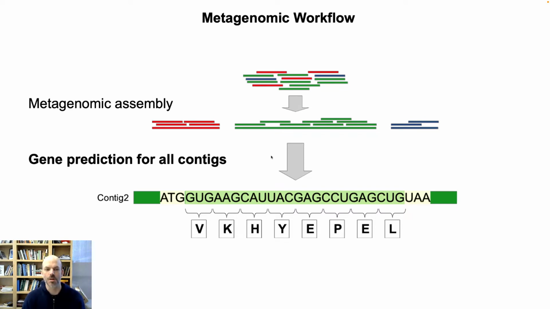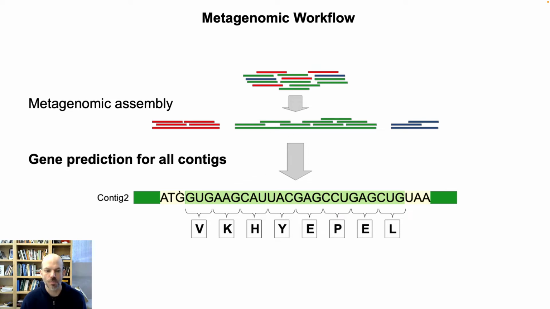Okay, so the product of an assembly is contigs. The contigs should contain 1 or more genes. If it is a really good assembly, you'll have very long contigs that might even represent an entire genome. Usually it's going to be some reasonable fraction of a genome.